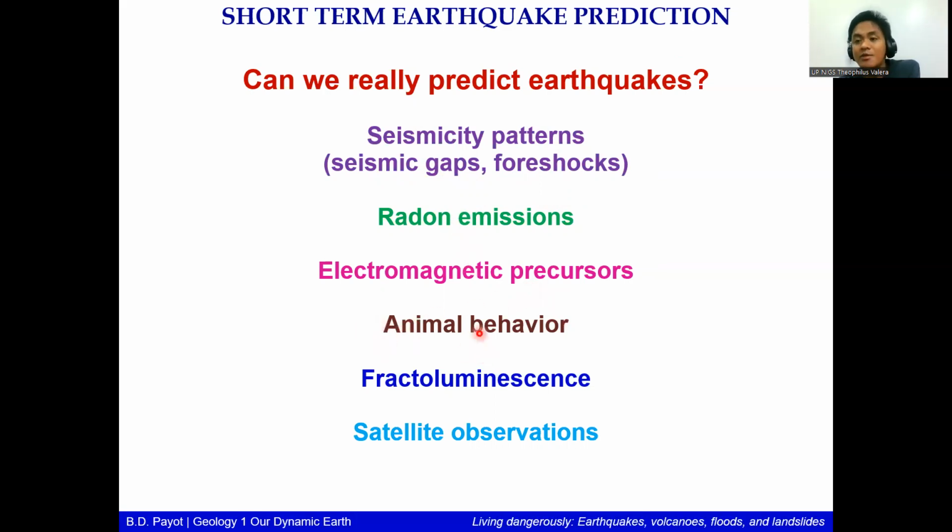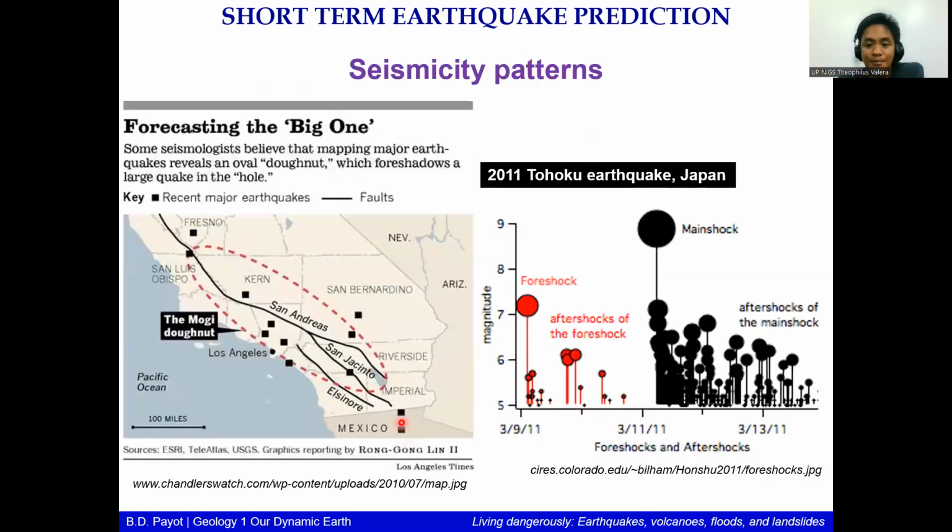To a certain extent, animal behavior has been observed to be erratic kapag mayroong large magnitude earthquake or just before large magnitude earthquakes, fractoluminescence, as well as satellite observations. So for example, ito yung record ng seismicity sa Tohoku area before the 2011 earthquakes.